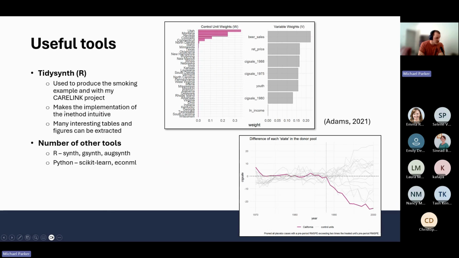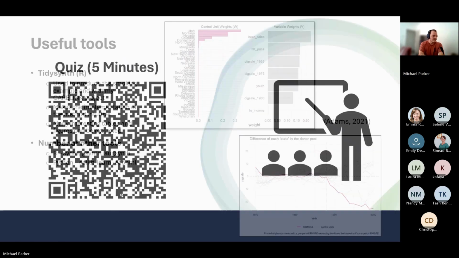There's a number of other tools. So in R, there's Synth, a package called gsynth and augsynth, scikit in Python, scikit-learn, and econml, all options. I've not used any of these other ones. Some of them are for older versions of R and things like that. But they do have different functionalities and different options to add to them.